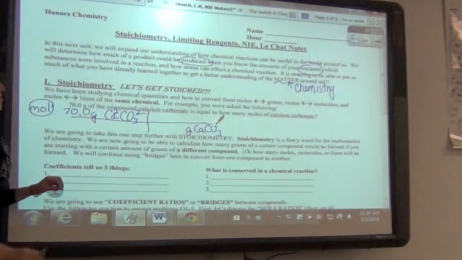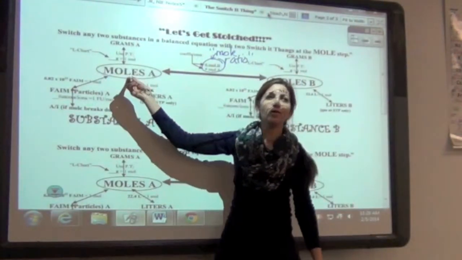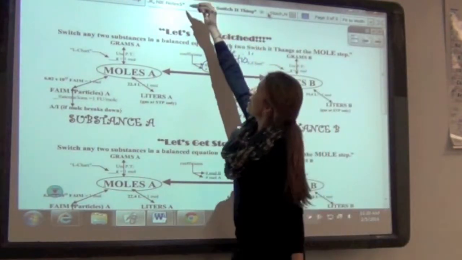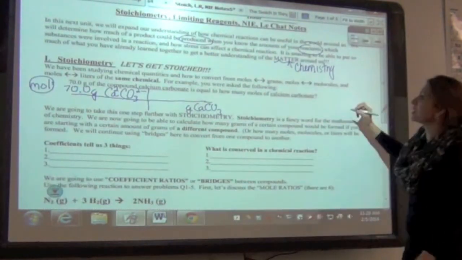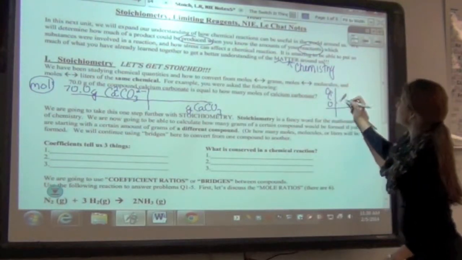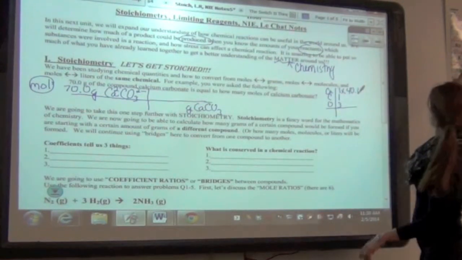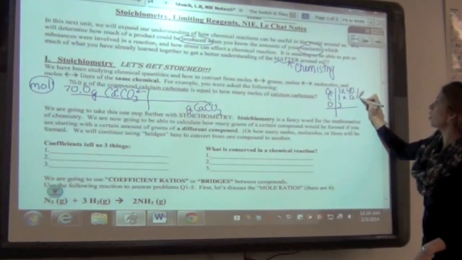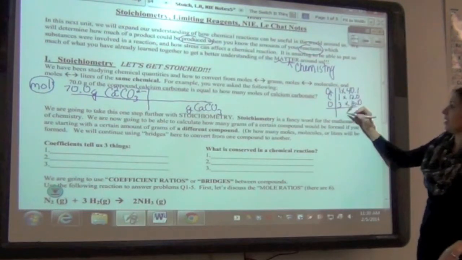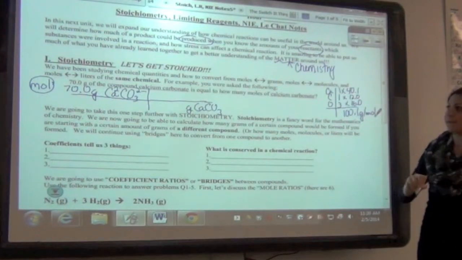How do you go from grams to moles? Well, if we look at the switch it thing, what do we need to use in order to go from grams to moles? L chart. Okay, keep in mind that you don't have to do an L chart anymore. You can just add this up, so you can just do it right in your calculator. So it's 1, 1, and 3. Calcium's molar mass from the periodic table is 40.1, carbon's 12, and each oxygen is 16. If you end up adding all of this up, you'll get 100.1 grams per mole.